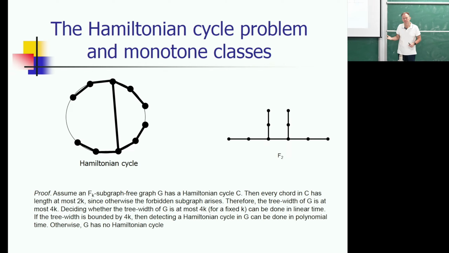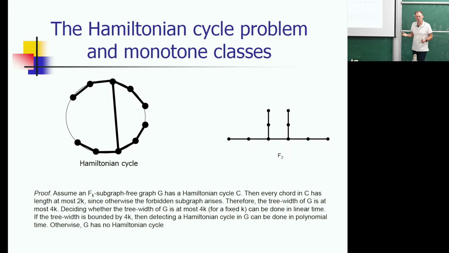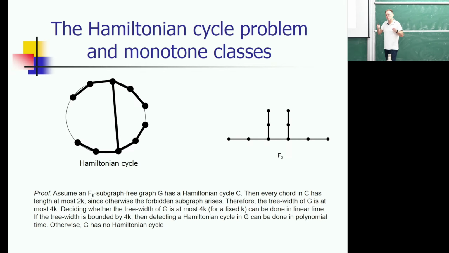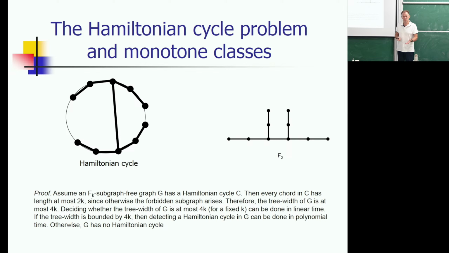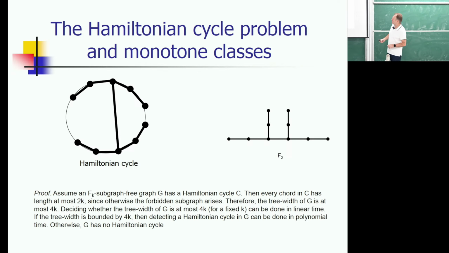which implies that the tree width of G is at most 4k, which is not difficult to show. Which means that if our input graph has tree width more than 4k, which can be checked for a fixed value of k in linear time, then it has no Hamiltonian cycle. And if the tree width is bounded by 4k, there is an algorithm to decide whether it contains or does not contain the Hamiltonian cycle. So an easy and nice argument shows that by forbidding an F_k as a subgraph, we obtain a class which admits a polynomial time solution for this problem.